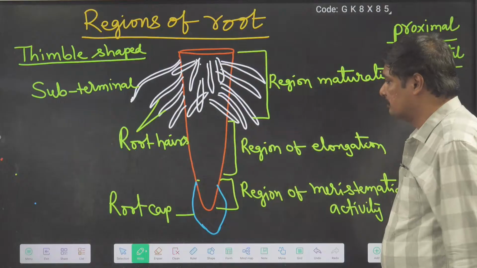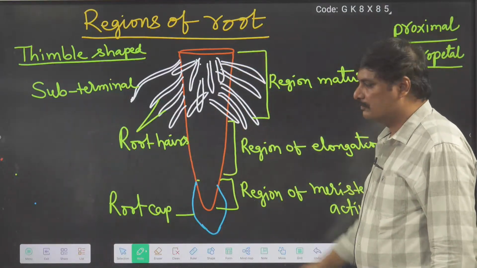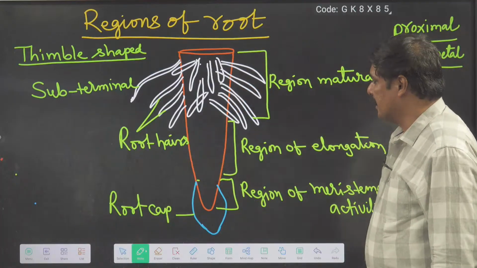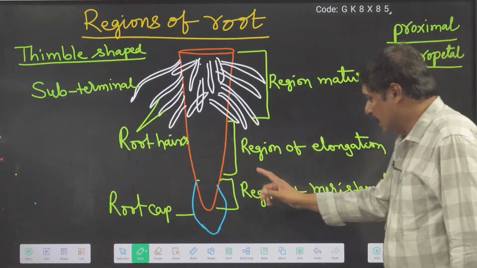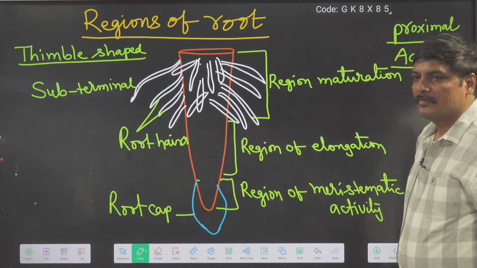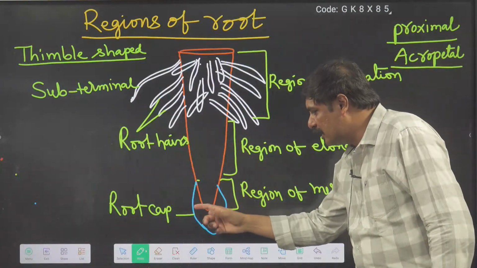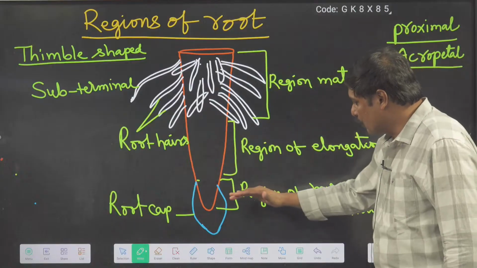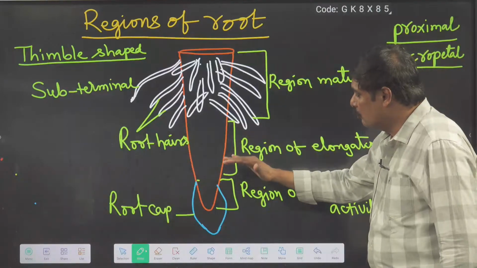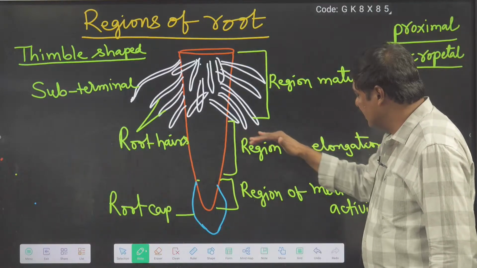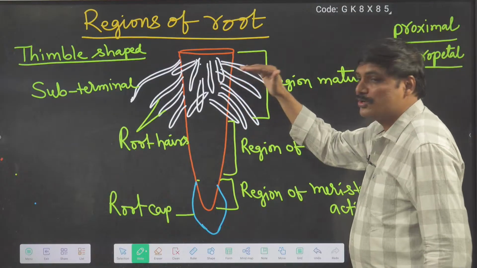Finally, we conclude now. There are 4 parts in a typical root: maturation region, elongation region, meristematic region, and root cap. The tip of the root is covered by a thimble-shaped structure called the root cap. Proximal to the root cap, the meristematic region is present. Proximal to the meristematic region, the elongation region is present. Proximal to the elongation region, the maturation region is present.